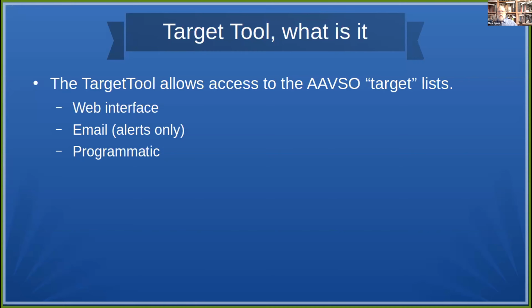And there are 3 ways to access it: via the web, via email, but that's just the alerts. There's a lot more than just alerts, and the programmatic interface. As Lauren said, the programmatic interface is what I get excited about, and that's the stuff I do. And we're going to cover all 3 of these interfaces.